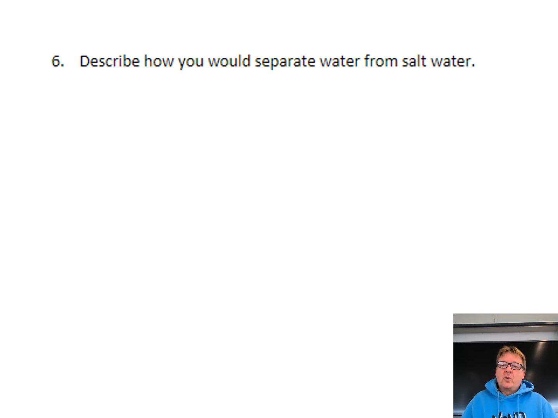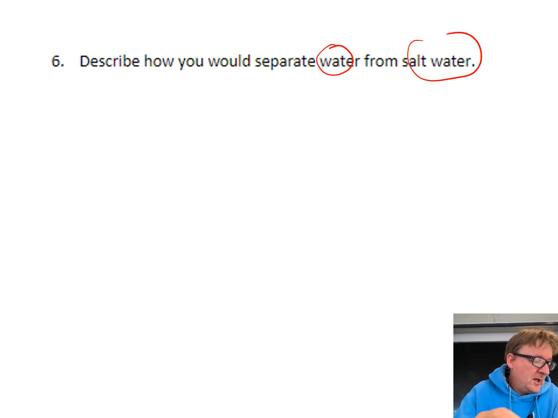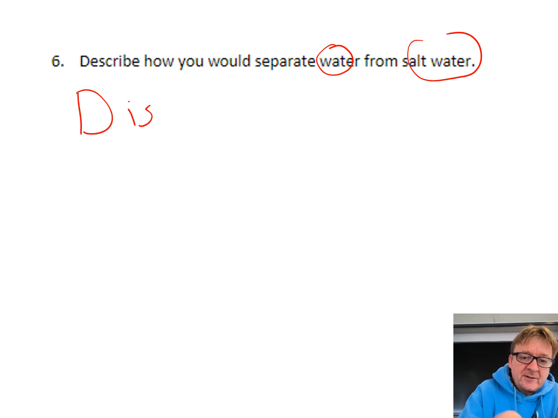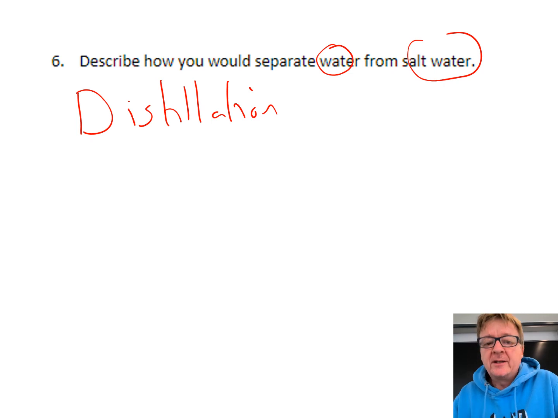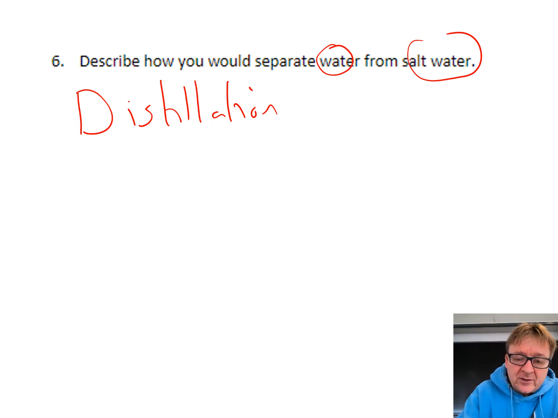Describe how you separate water from salt water. Okay, so if you look at the difference here, to separate water from salt water, what you would then do is you would use distillation. Right, now this is where my drawing is going to be shocking.